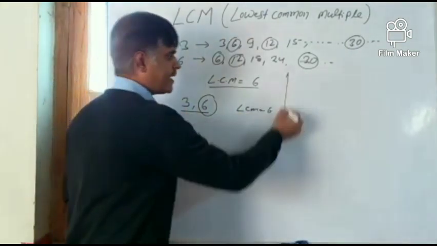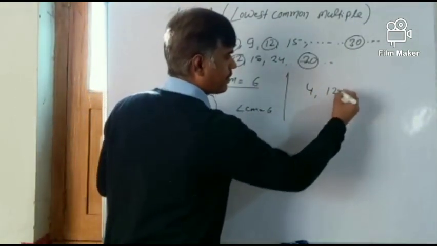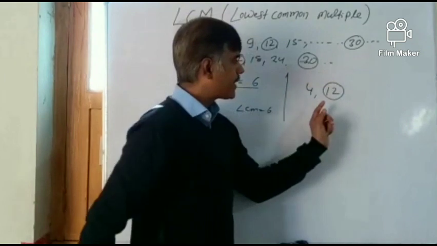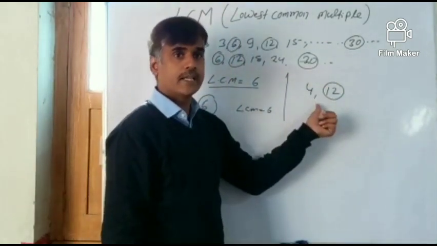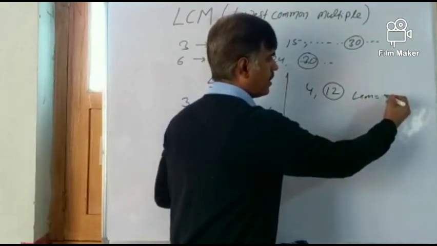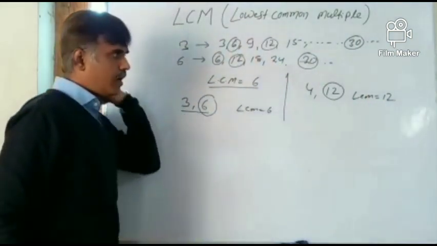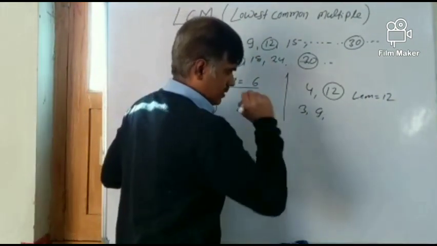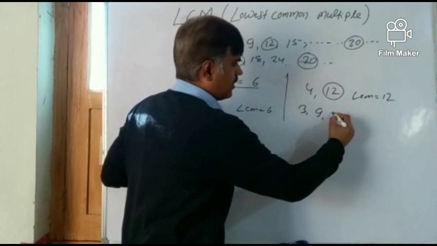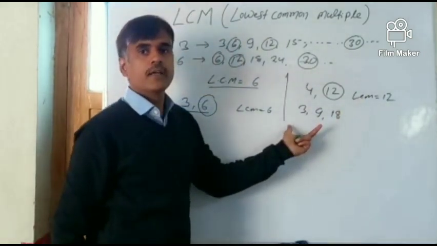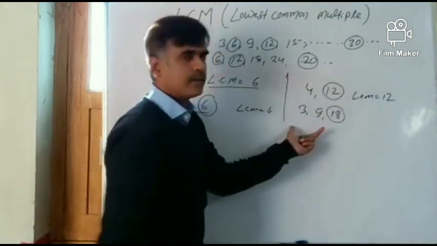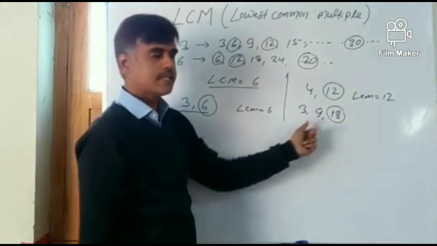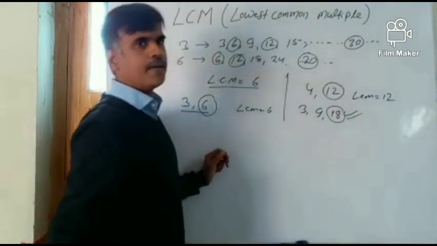Just like that, suppose we have to find the LCM of 4 and 12. Then just by seeing this you can write the answer. How? 12 is the greater number, and since the greater number is divisible by the smaller, that is 4, the LCM is 12. Very simple. Now we can take another example. Suppose we have 3, 9 and 18. In these three numbers, first we will take the greater number, and since the largest number is divisible by both these numbers, this is the LCM. That means 18 is the LCM.